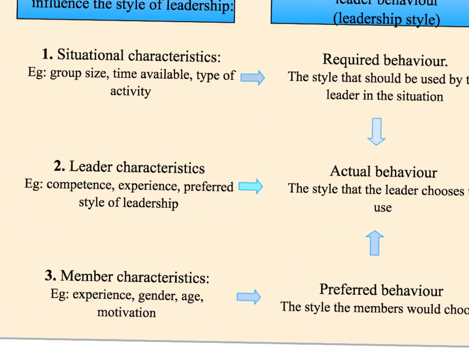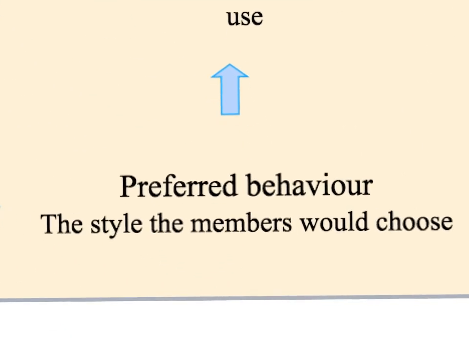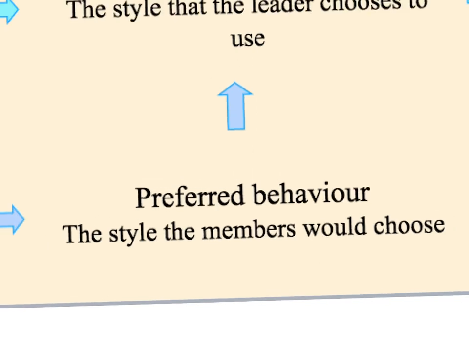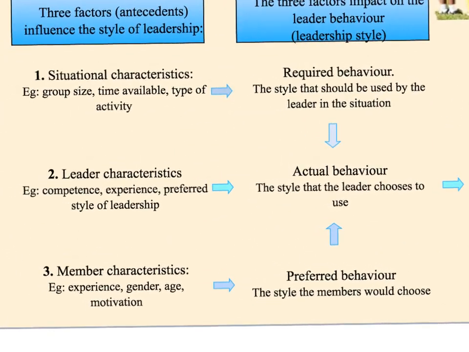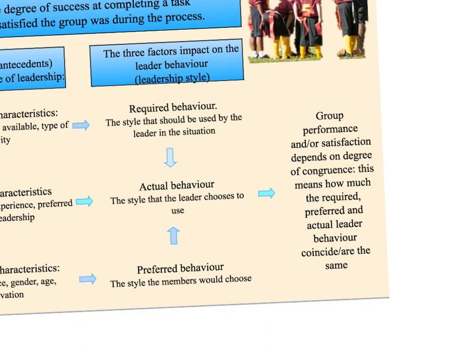So again, it's looking at the actual behaviour determines situational characteristics and the member characteristics are feeding into that. And then we've got the final bit, the preferred behaviour, the style the members would choose. So what would they choose in that particular situation? Then we look across at the final bit, which is the performance and the satisfaction of the leadership, the overall performance of the members and the leader and the levels of satisfaction.